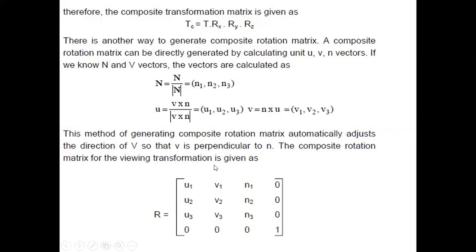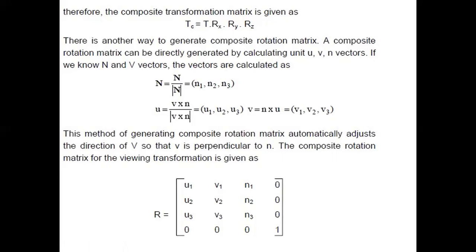So finally, I can obtain my rotation matrix like this. I will have my rotation matrix equal to ux, because u1, u2, u3 is nothing but the x-axis, y-axis and z-axis directions. So I can say that my composite rotation matrix R is equal to ux, uy, uz, then vx, vy, vz, and nx, ny, nz, followed by 0, 0, 0, 1. This is the homogeneous representation of my rotation matrix.